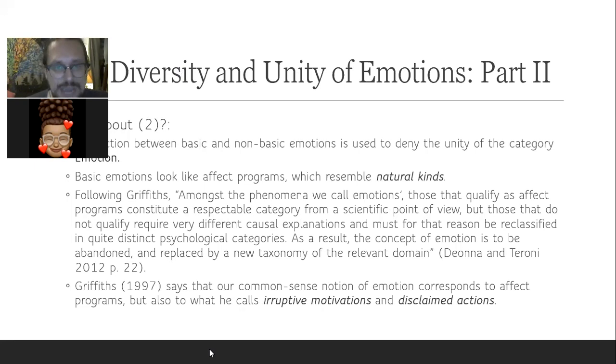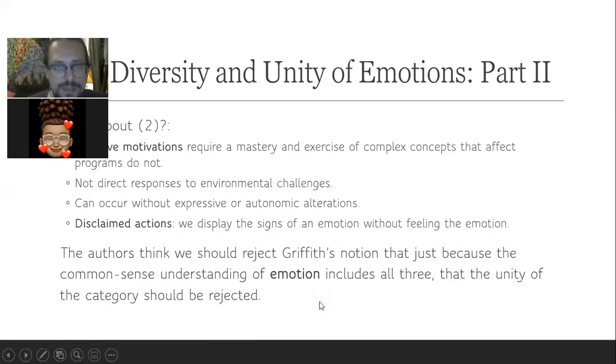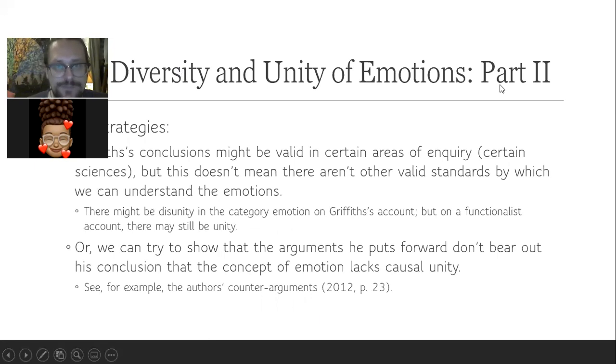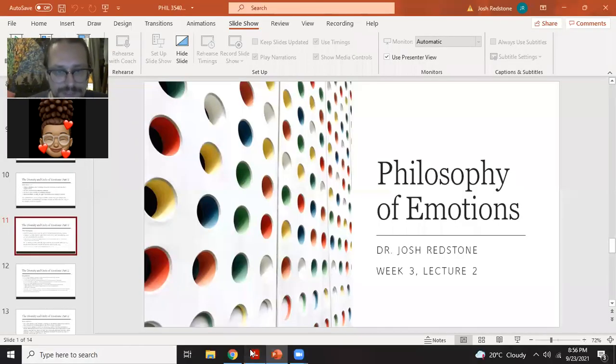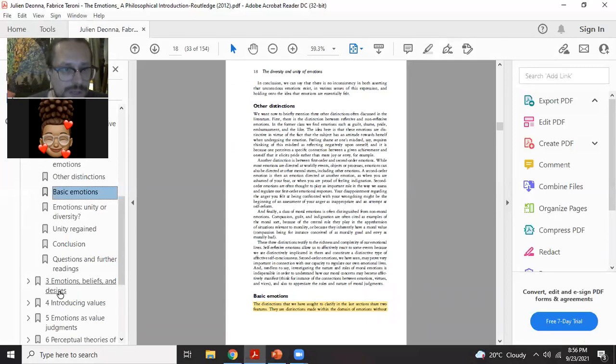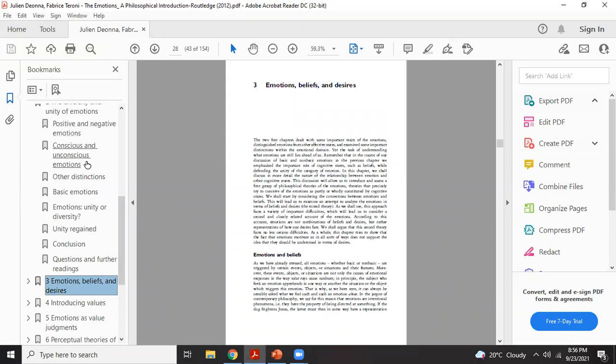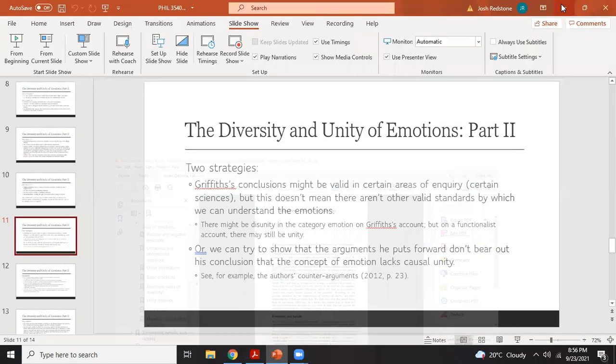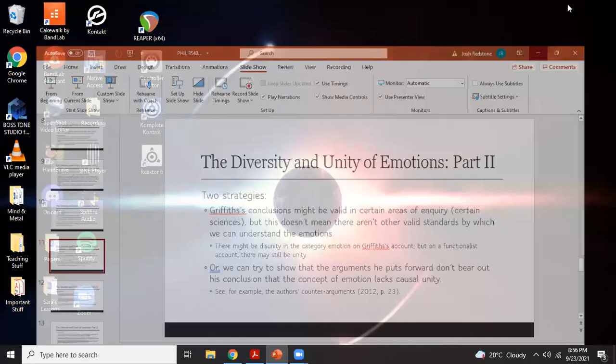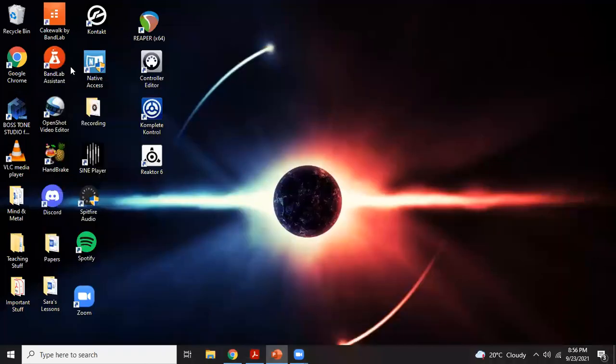And then the next chapter of the book, if I'm not mistaken, is emotions, beliefs, and desires. That looks like fun. I'm sure I can do a decent job with this chapter. So we'll finish up the rest of this chapter next time, and we'll start chapter 3.